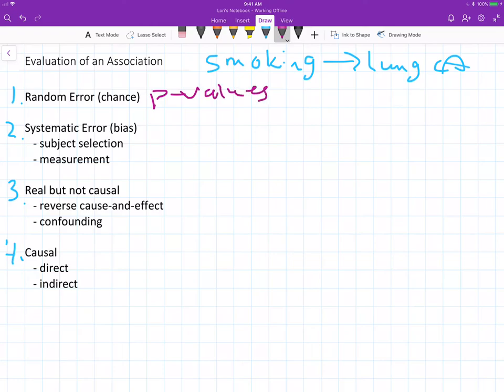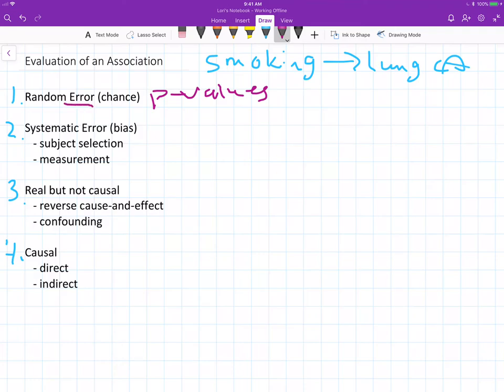By looking at p-values, what I mean is whenever we do hypothesis testing, when we state a null and alternate hypothesis, we come up with a t-value or a z-value and its associated p-value that goes with it. What we're really thinking about is, could I have found this association just by chance alone? What's the probability of getting that value of a z-value or more extreme?